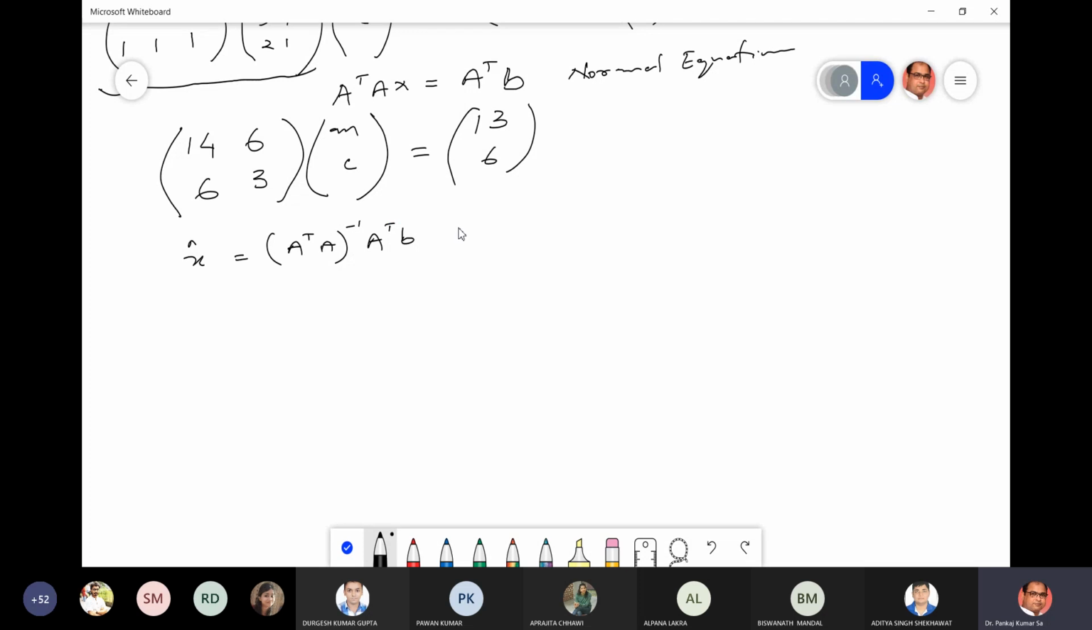So here I need to find the inverse of this particular matrix, and it's a 2 cross 2 matrix, quite simple. What you do with the inverse is you swap the diagonal entries: 3, 14, and change the sign of the off-diagonal entries: minus 6, minus 6.